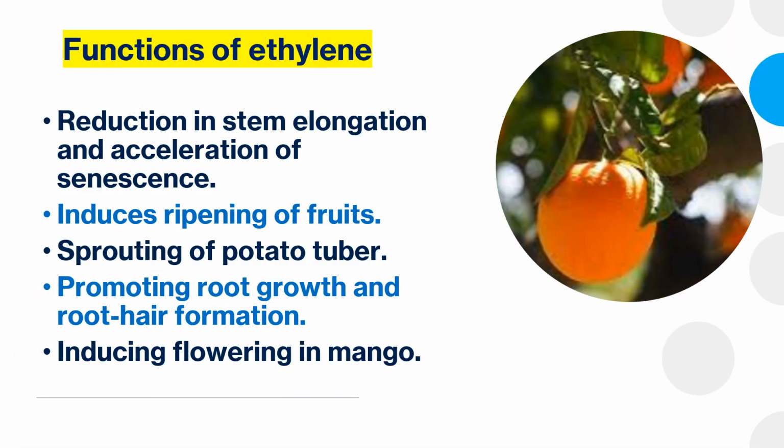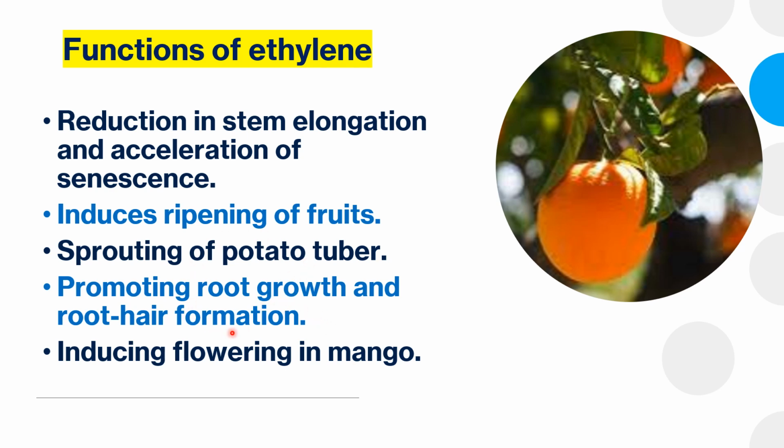Functions of ethylene. What are the major functions of ethylene? Reduction in stem elongation and acceleration of senescence. We can say it will promote senescence or aging. That's why this is a growth inhibiting hormone or growth retarding hormone. Then it induces ripening of fruits, the fruit ripening hormone. Then the next function: sprouting of potato tuber, promoting root growth and root hair formation.